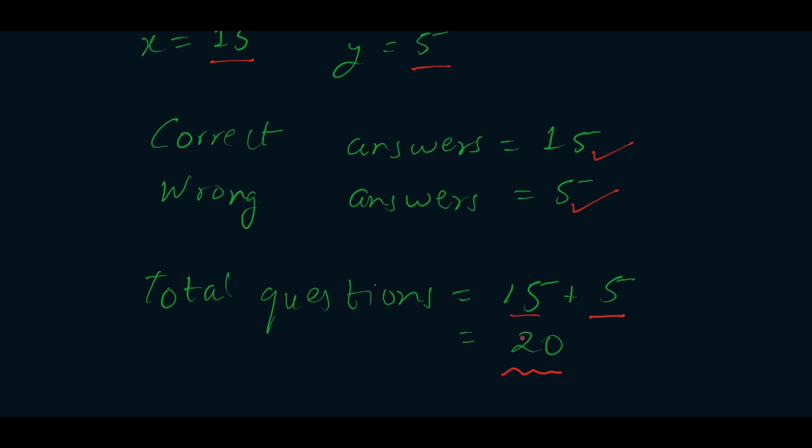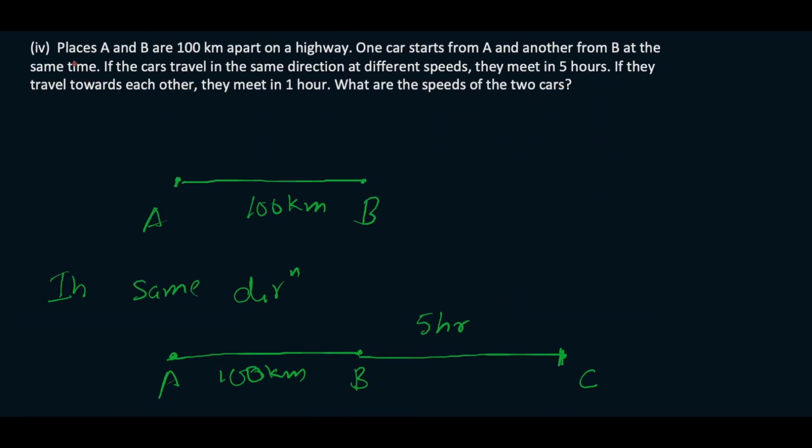Now let us move on to our fourth question. Our question here is: places A and B are 100 km apart on a highway. One car starts from A and another from B at the same time. If the cars travel in the same direction at different speeds, they meet in 5 hours. And if they travel towards each other, they meet in 1 hour. What are the speeds of the two cars?